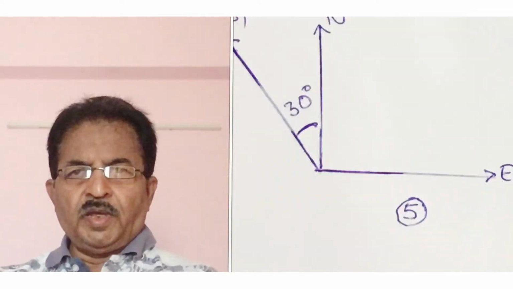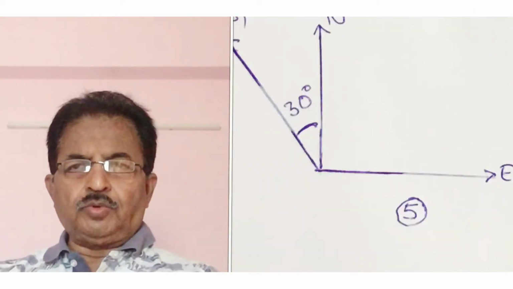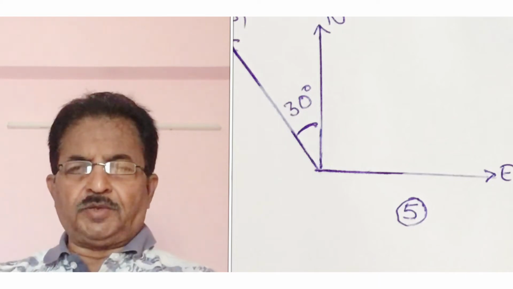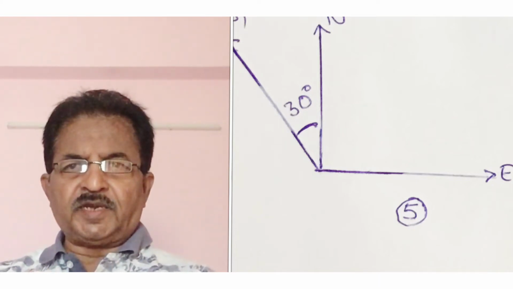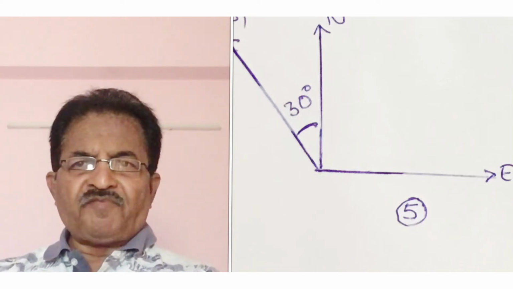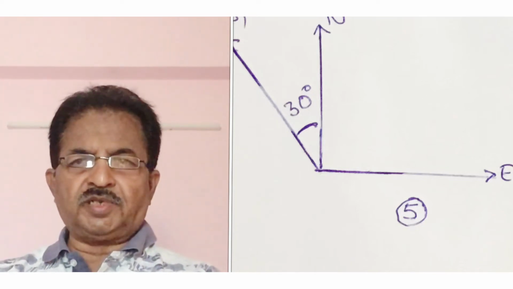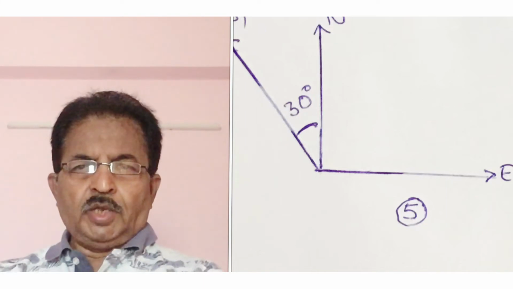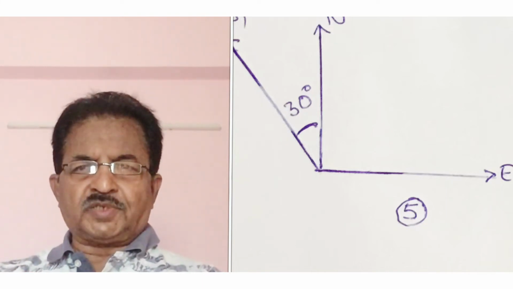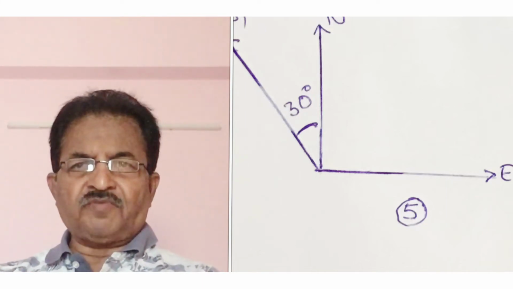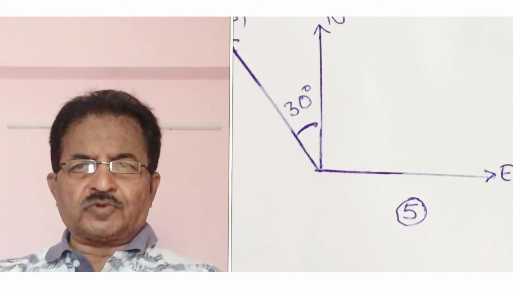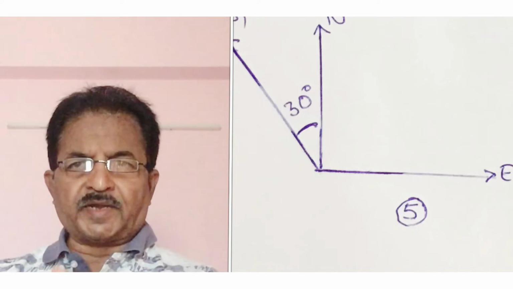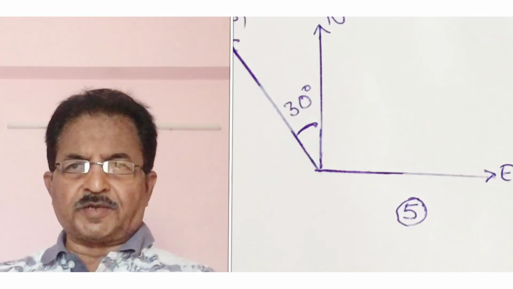Now let's move on to figures 5 and 6. In figure 5 I showed you two forces, one 10 newtons acting along east, the other also 10 newtons acting at 30 degrees away from north, as you can see in the figure. So the total angle between the two forces, as you can understand from the figure, is 120 degrees. So there are two forces, both equal in magnitude, acting at 120 degrees.